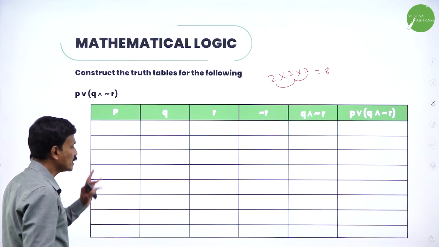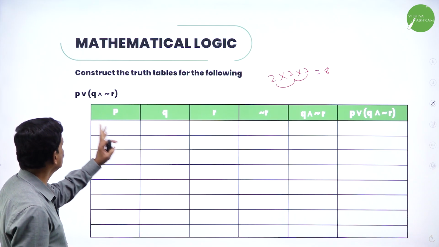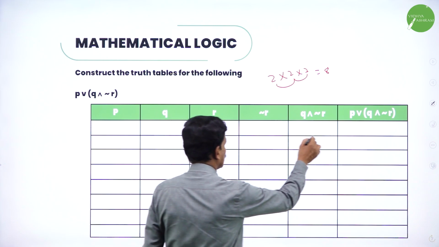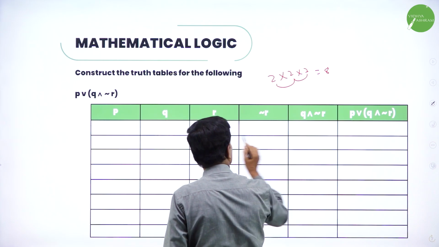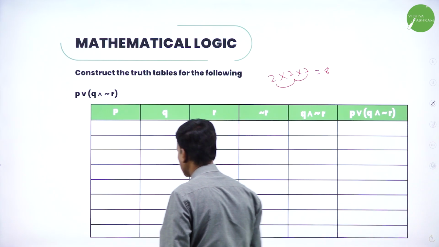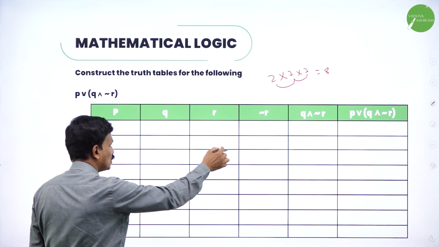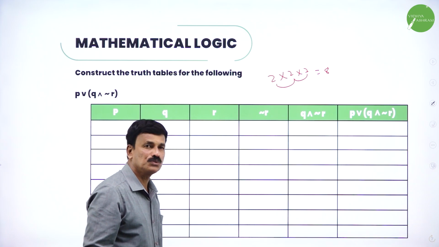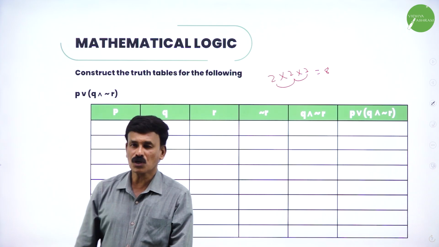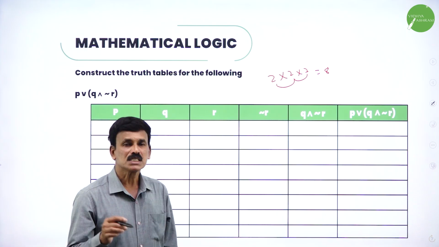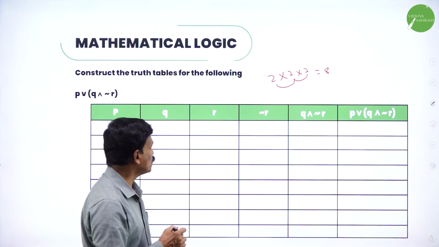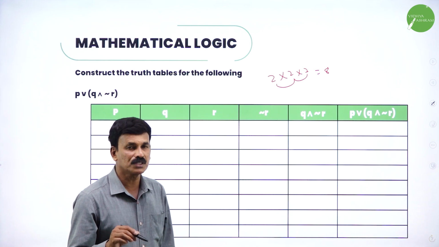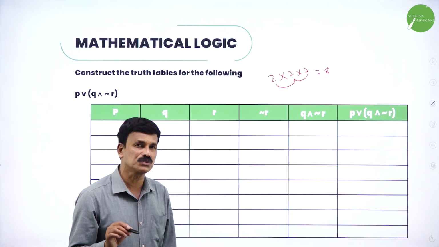So, here, let us divide P, Q, R, then negation of R, Q conjunction negation R, and again P disjunction Q conjunction negation R. So how to write the truth table for this? Since it contains three simple propositions P, Q, R, to write the truth table for this, we will have 8 sets of truth values.